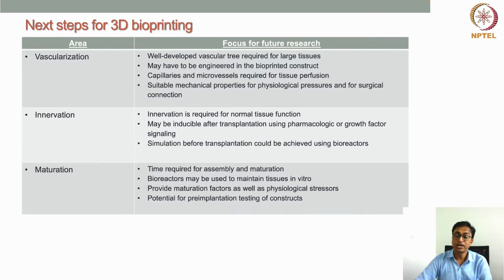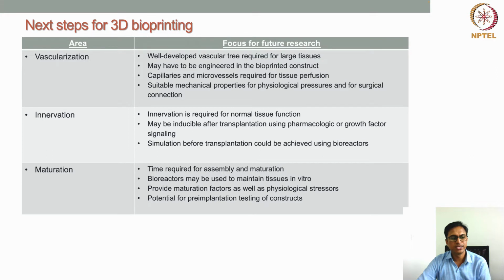So that's why one thing is that the blood vessels should have suitable mechanical properties, and they should be usable at the physiological pressure level, with surgical connections as well. That is another very important thing. So vascularization is a major challenge in the case of bioprinted constructs, but unless we come up with strategies to solve this, a bioprinting project cannot be successful, and a vascular tissue construct is needed for this. The next thing is innervation.